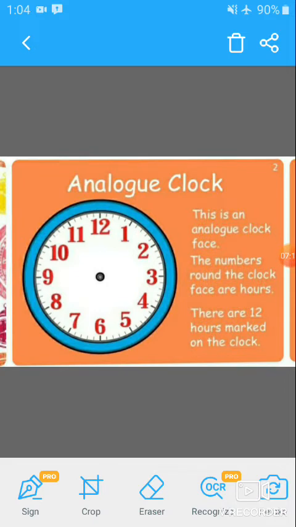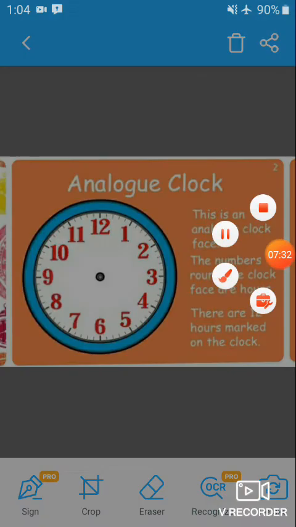Students, how can we tell the time? We can tell the time by looking at clocks or watches. So now here we are going to discuss about clock. So look at this picture. This is an analog clock.